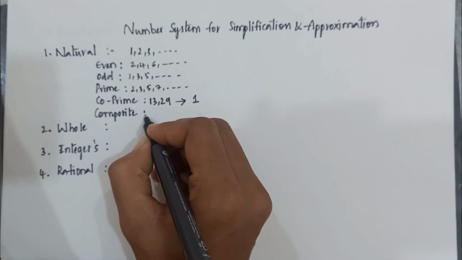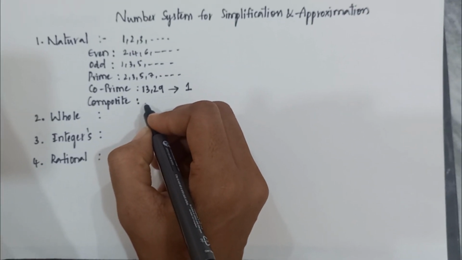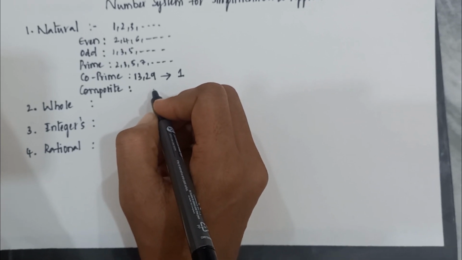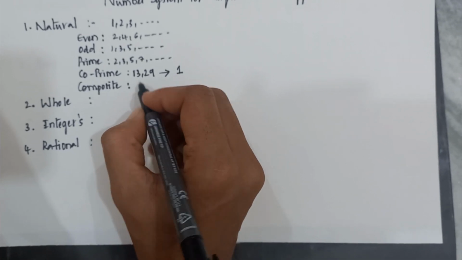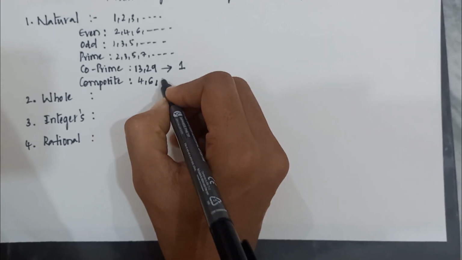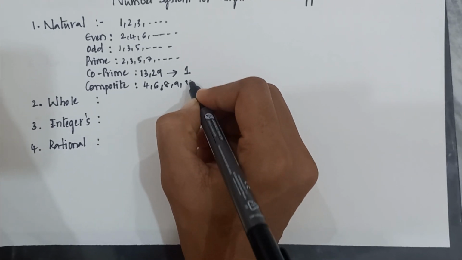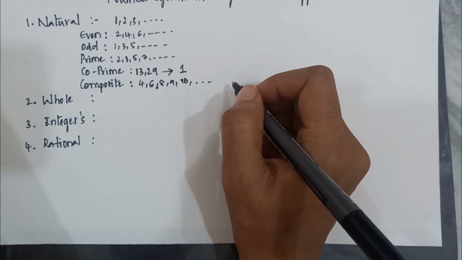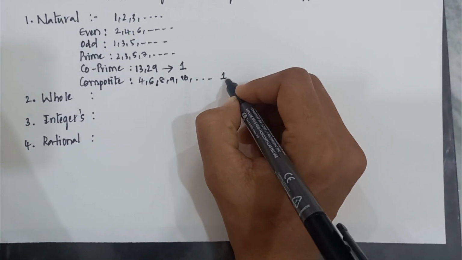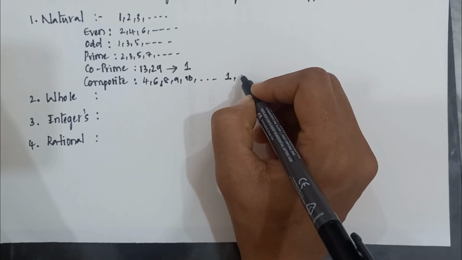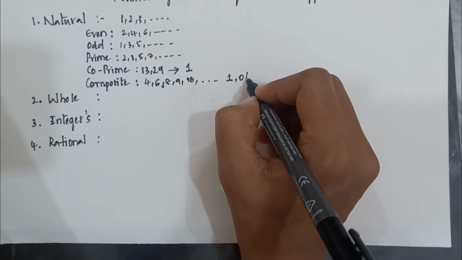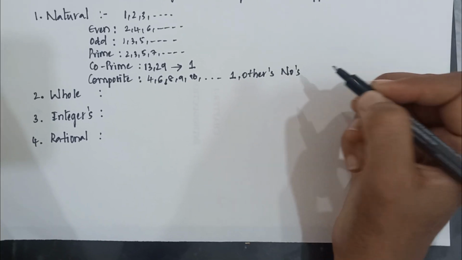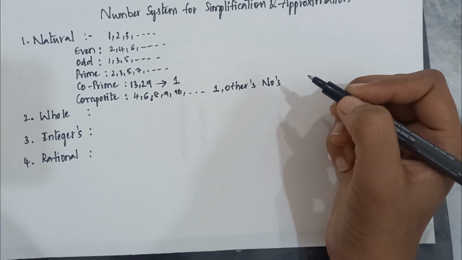And what are composite numbers? Composite numbers are numbers which are divisible by another number also. Those are numbers like 4, 6, 8, 9, 10 and so on. These numbers are composite numbers, which have 1 as a factor, and also other numbers are also its factors.